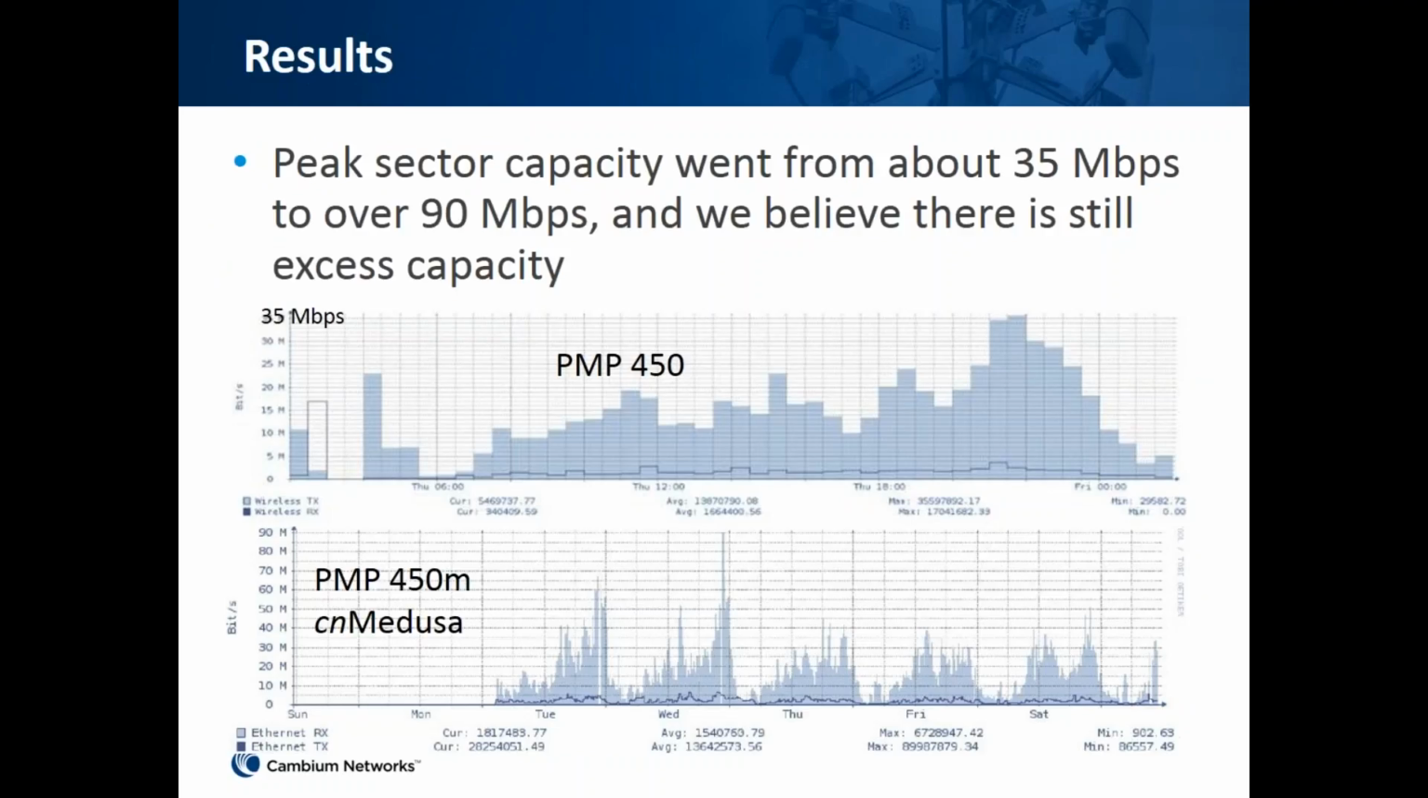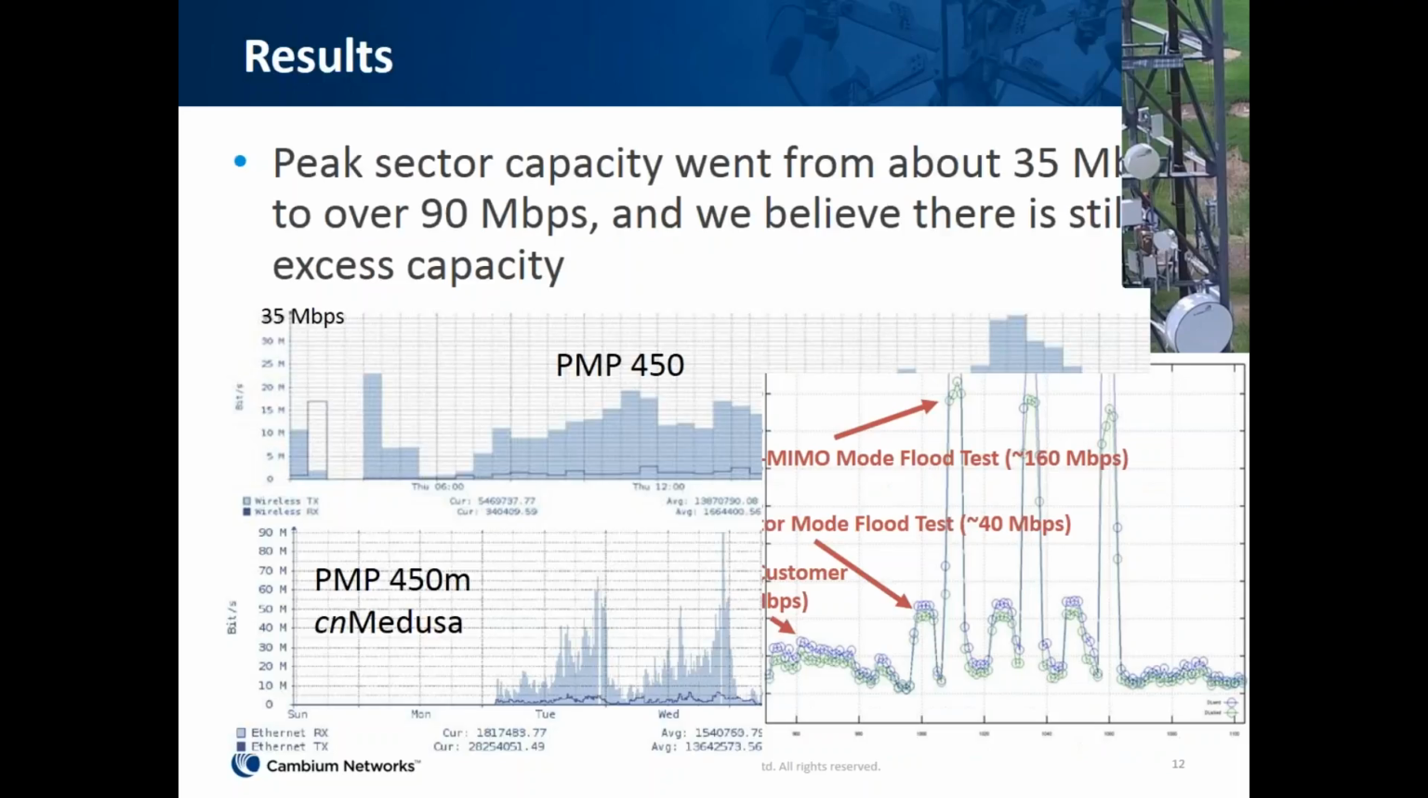And what you see in the graphs below is that we went from about a 35 meg peak at peak times to well over 90, and we believe that there's still capacity available. So we see that in the evening hours. You can kind of see towards the bottom that every evening it peaks out, usually when folks come home from work and start turning on Netflix and streaming data. We peak the sector capacity, and we're seeing well over 90, and it's continued to perform very well. So more than 3 times the throughput on this single sector.